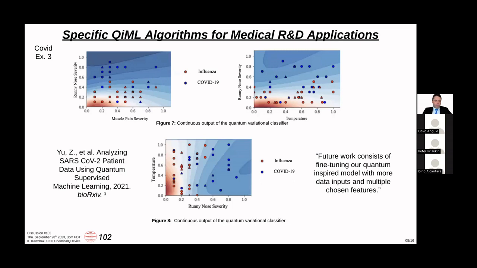So the third COVID paper, I know at least one of these researchers here. It's a little bit smaller, so you can see the data set size is just smaller. But what's interesting about it is it's basically distinguishing between influenza, or the flu, and COVID-19. They use muscle pain severity, temperature, and runny nose severity. So there's little bits and pieces that you can learn from a lot of these different ones. They say the future work consists of fine-tuning our quantum-inspired model with more data inputs and multiple chosen features.